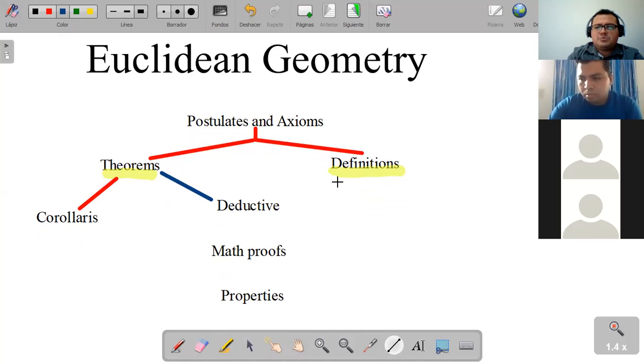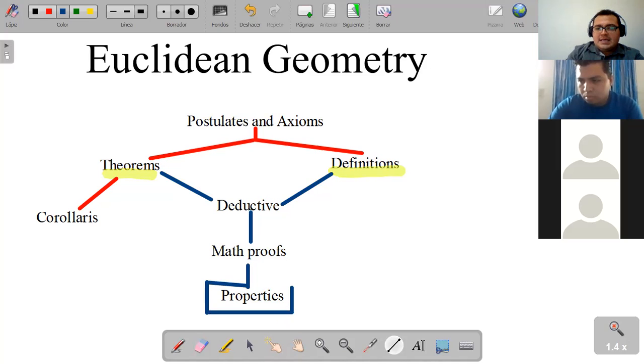The Euclidean geometry process is deductive, and it's based on the definitions, on the theorems, and on the postulates to make math proofs. What is a math proof? Okay, I'm going to show you one math proof later. A math proof is writing statements in order to create or propose a new property. Okay, so that's the main idea of Euclidean geometry.